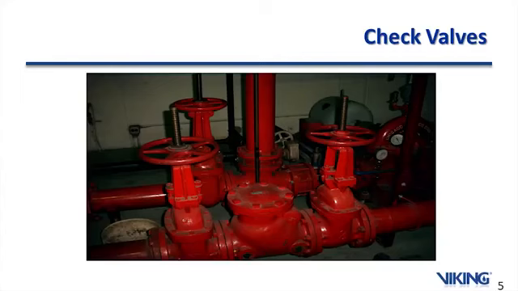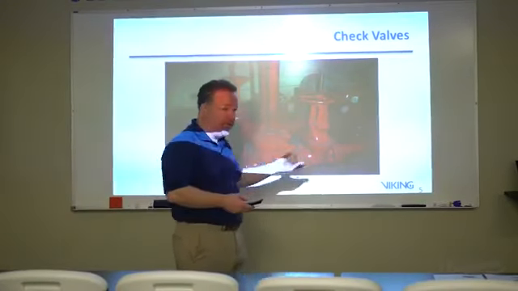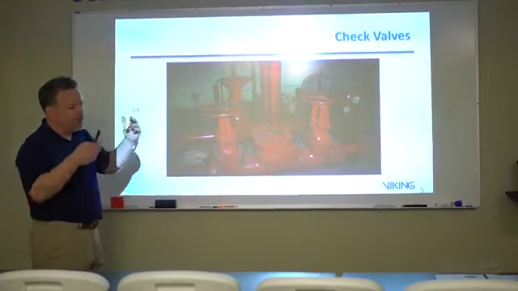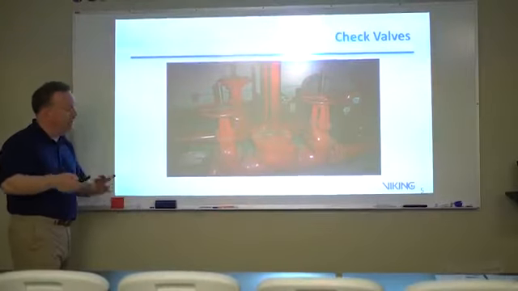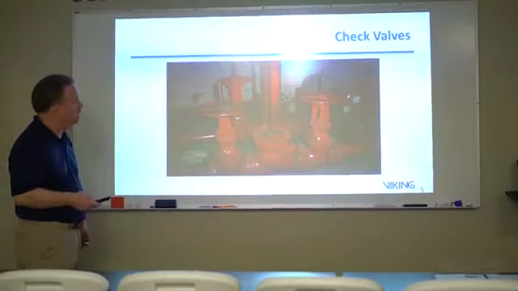Then we get into check valves. Check valves basically prevent water from flowing in a specific direction. They allow water to flow in one direction and prevent it from flowing back. All right? We use them to segment off certain parts of the system, but primarily they're basically used to allow water to flow in one direction.